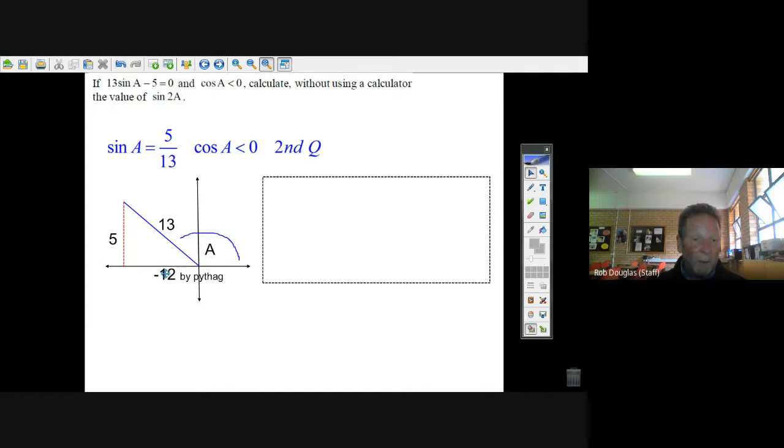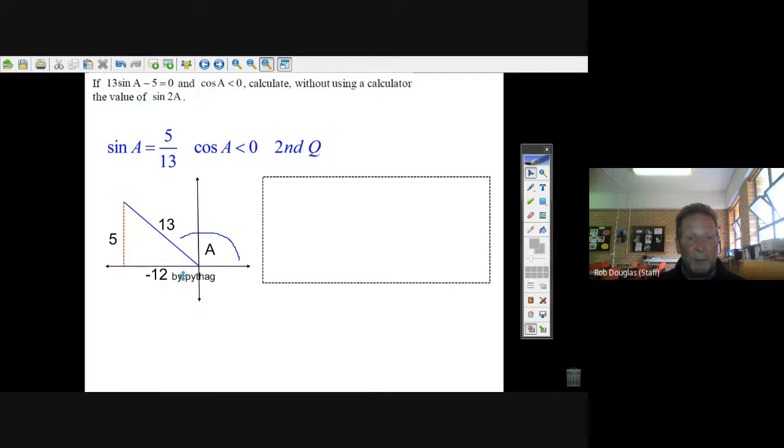Now, how did I know that this was 12? You use Pythagoras: 13 squared minus 5 squared, and you get 144. You take the square root, and it's equal to 12. But you know, because you went to the left, it must be minus 12.